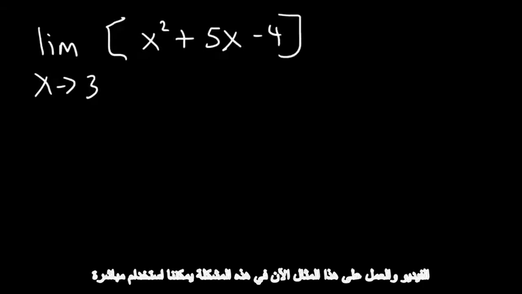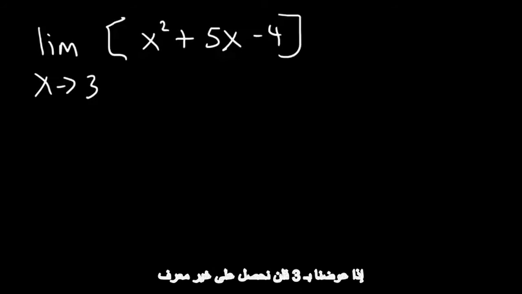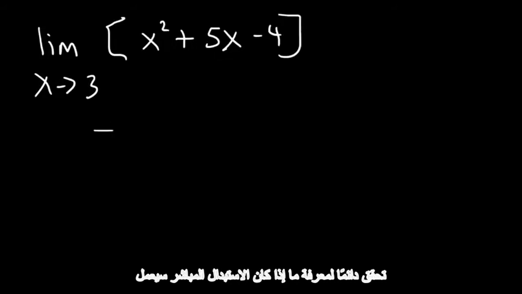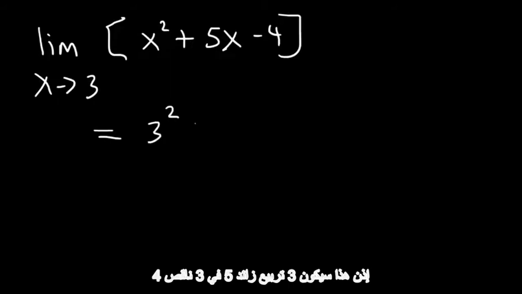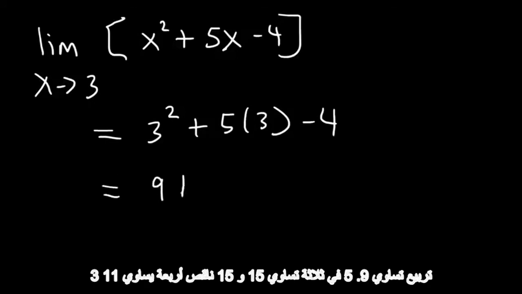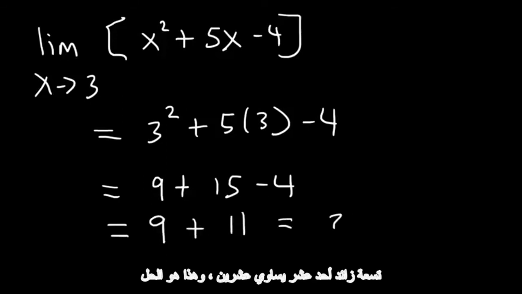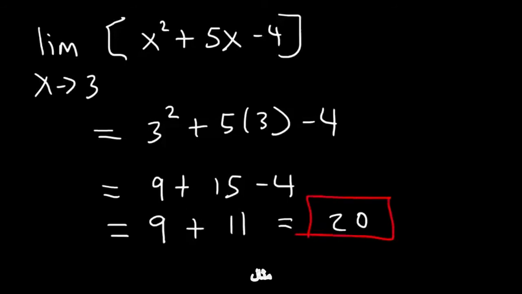Now in this problem, we could use direct substitution. If we plug in 3, we're not going to get an undefined value. We're not going to get a 0 in the denominator of a fraction. So always check to see if direct substitution will work. So this is going to be 3 squared plus 5 times 3 minus 4. 3 squared is 9, 5 times 3 is 15, and 15 minus 4 is 11. 9 plus 11 is 20. And so this is the answer for this example.